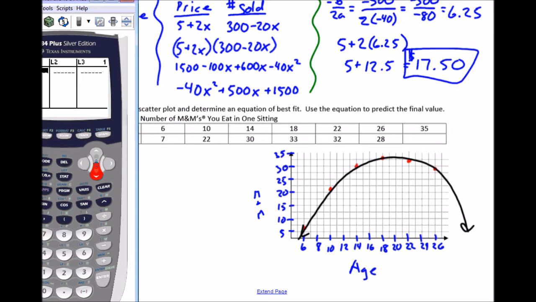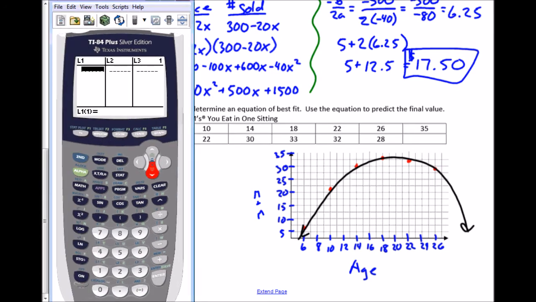Starts at 6, 10, 14, so I'm just going to plug those values in. So we've got a 6, 10, 14, 18, 22, and the 26. And again, I don't plug in the 35 because I don't have a Y value that goes with it. So then I punch in the Y values that go with each of these. There's a 7, I can't see it, my calculator's covering it up, but it's there. 22, the 30, the 33, the 32, and the 28. So now I have these punched in.